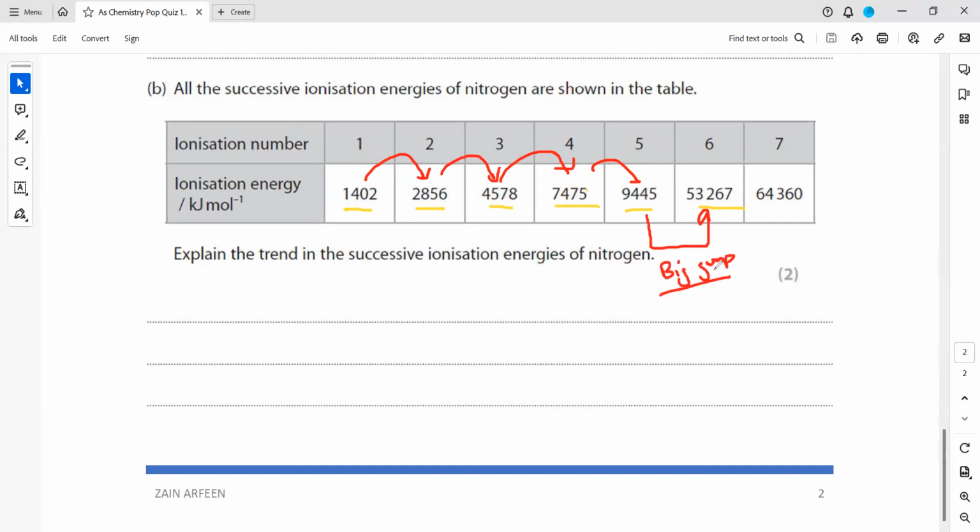When there's a big jump in the value, it shows the shell has changed. So if the shell has changed, it tells us how many electrons are in the last shell of nitrogen. Nitrogen has 5 electrons in the last shell, because these are comparable. But then there's a very big jump from 9,445 to 53,267. Whenever there's a big jump in the ionization energy, it gives an idea that the shell has changed.